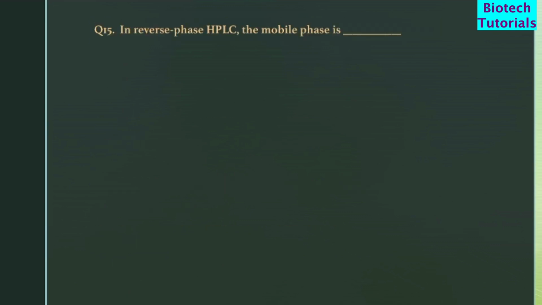15th question, the reverse phase HPLC. In reverse phase HPLC, the mobile phase is polar, non-polar, both A and B, or any of them can be used.